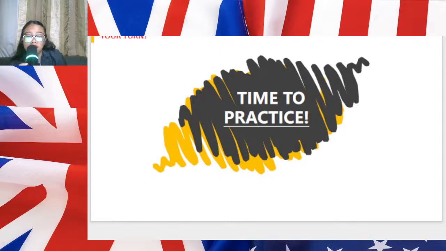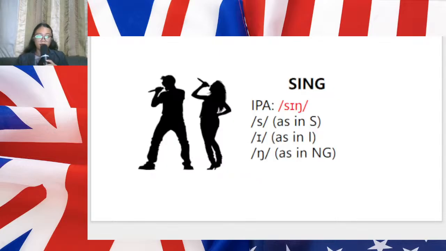Sing. That is the IPA transcription, the one highlighted in red. Now, to break it down into each individual sound, it starts with a hissing sound, as in S. This is the IPA symbol for the S sound like at the beginning of sing or sun. It starts with the S sound, followed by the short I vowel sound. This is the IPA symbol for the short I vowel sound, like in ship or hit. It's relaxed and short.